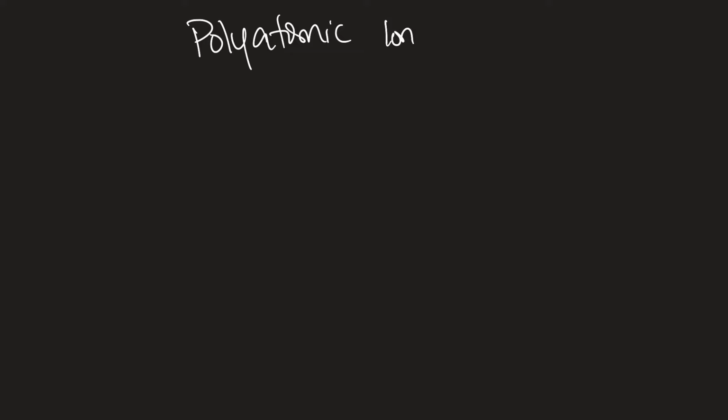All right, so in this video, we're going to talk about polyatomic ions. Now, let's break down that word, polyatomic. Poly means more than one, or many. So this is an ion that consists of many atoms, or more than one atom. And in a sense, it's a compound that has a charge.